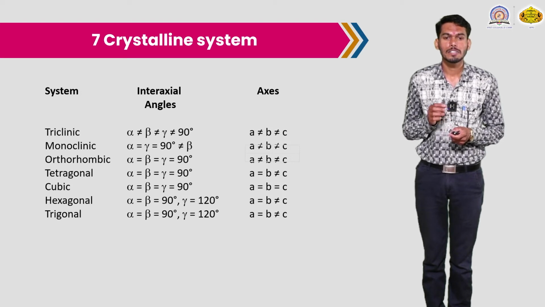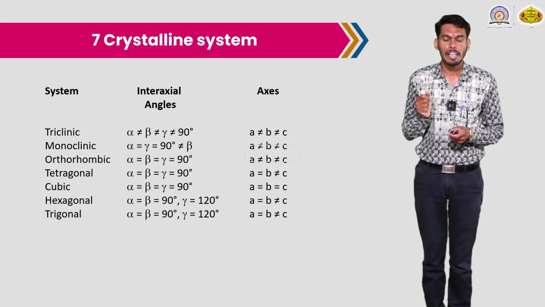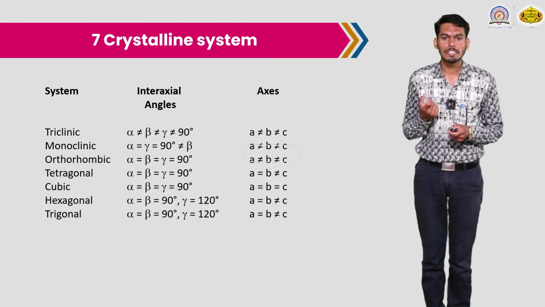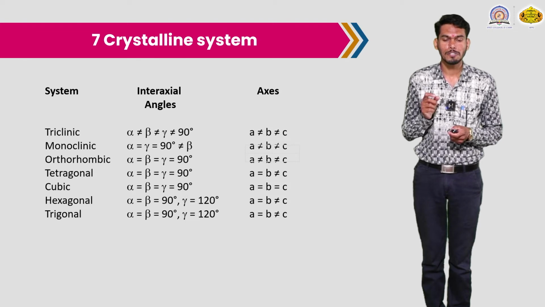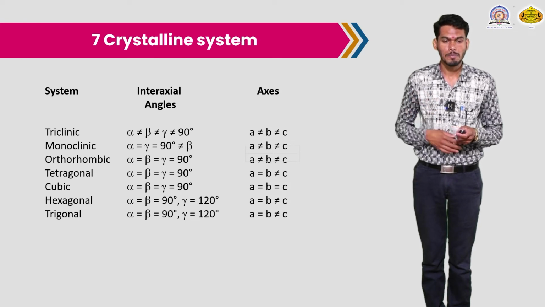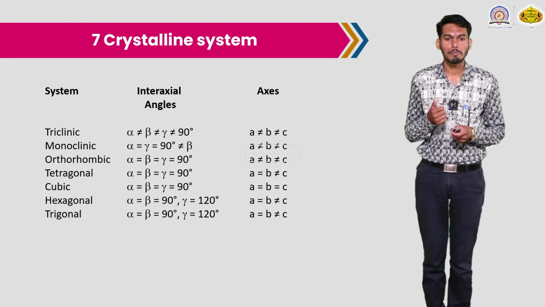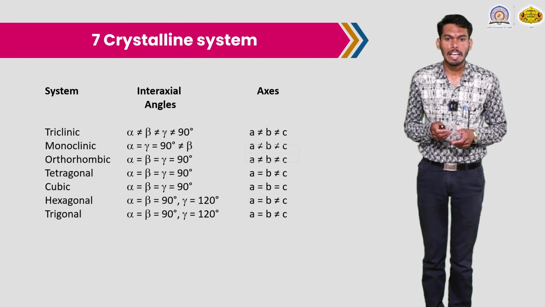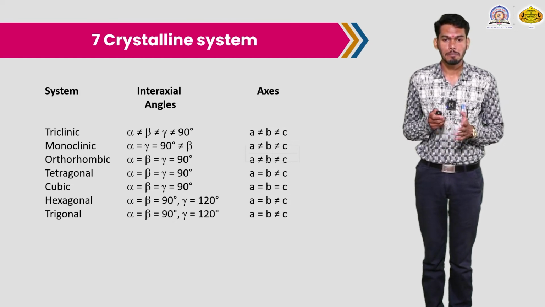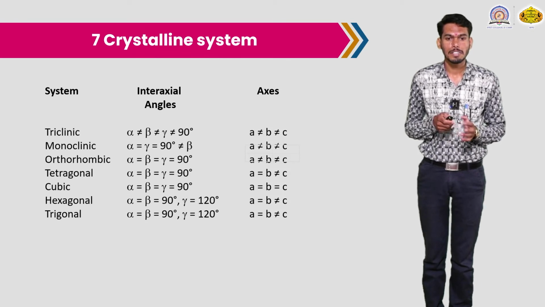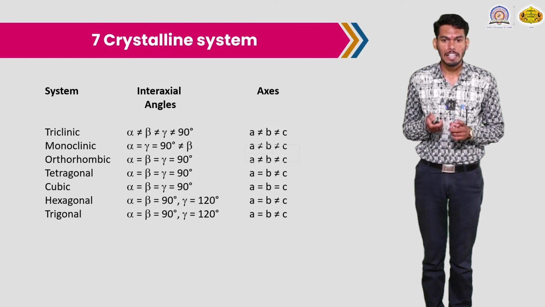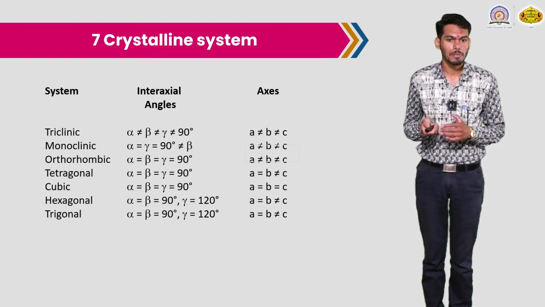In the tetragonal system, all angles are equal to 90 degrees and A is equal to B, whereas B is not equal to C. In the cubic system, alpha, beta and gamma are all 90 degrees, and the axes are also the same, so the edge lengths of A, B and C are equal. In the hexagonal system, alpha and beta are both 90 degrees, whereas gamma is 120 degrees, and A is equal to B, where B is not equal to C. In the trigonal system, alpha is equal to beta, which is 90 degrees, whereas gamma is 120 degrees, but A is equal to B, which is not equal to C.